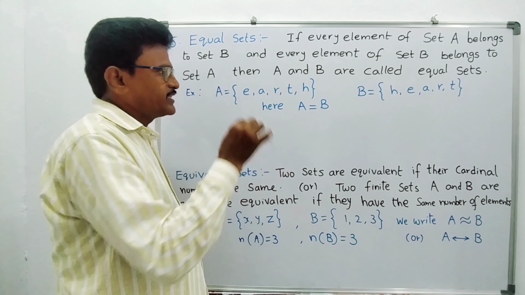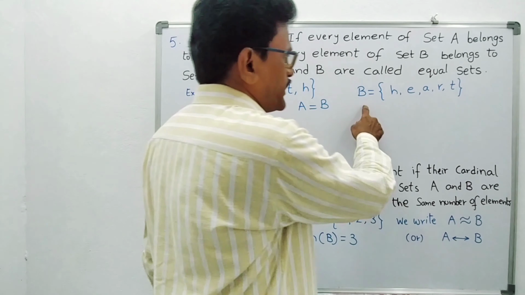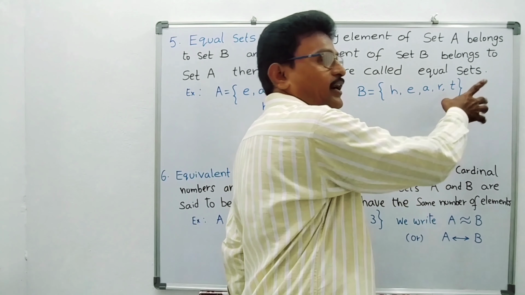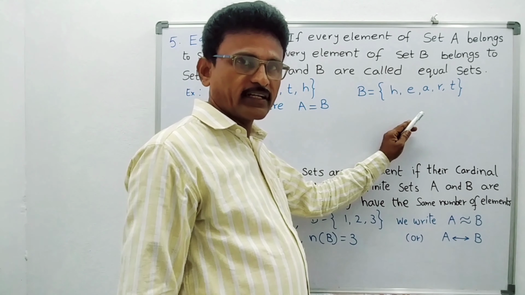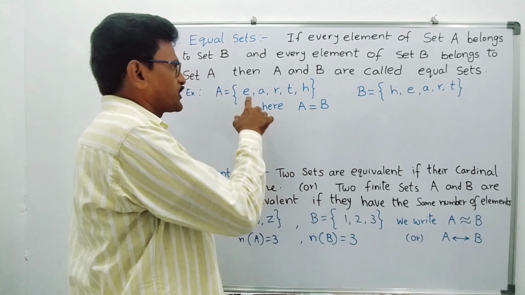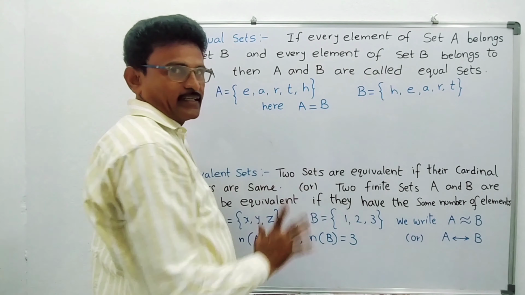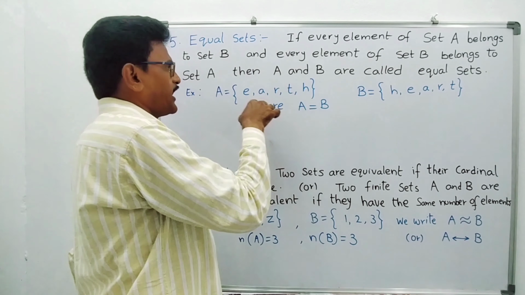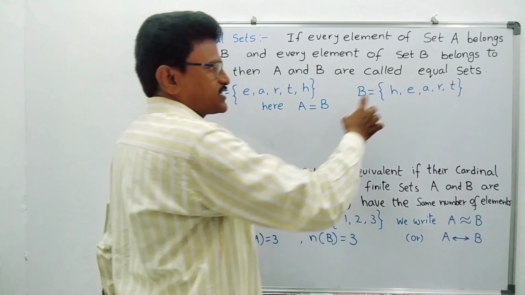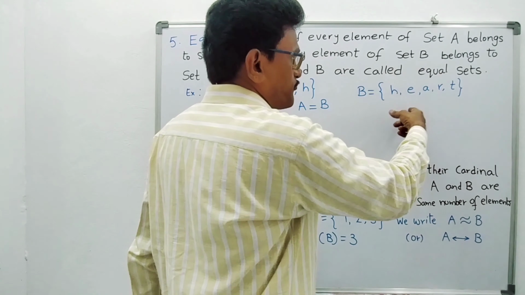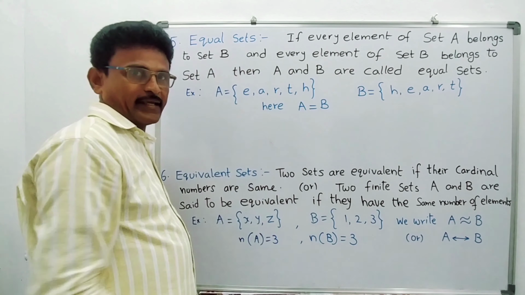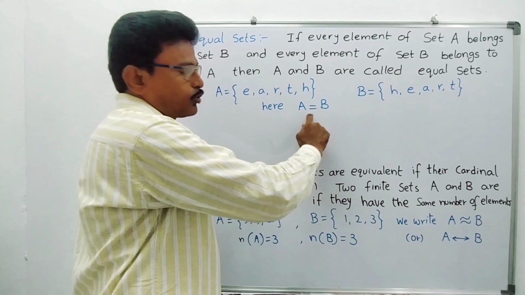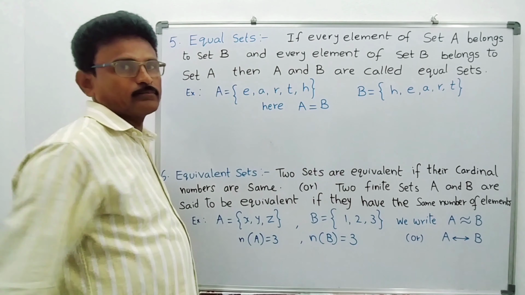Those 5 letters E-A-R-T-H. Now what is B? Heart. From the word heart we are taking the letters H-E-A-R-T. Here also 5 elements are there. But if you compare, E is here and E is there, A-R-T-H. So whatever the elements in A, all elements exist in B also. Now all elements of B are also in set A. That's why we can say set A equal to set B. Simply we can write A = B.